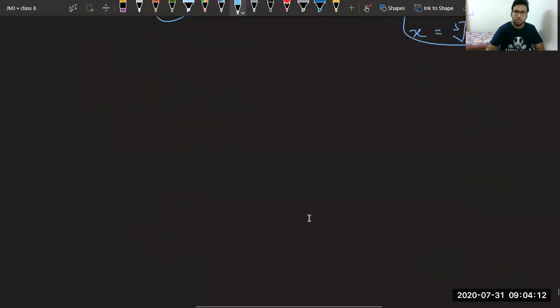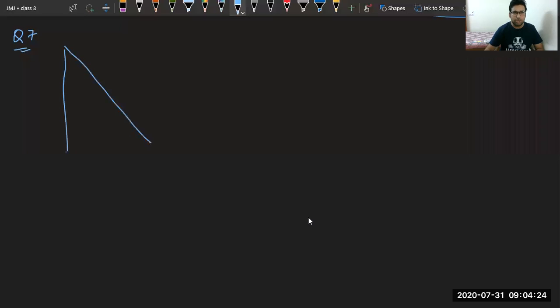Question number 7, we have a right-angled triangle, right-angled at angle B. So let me draw the triangle. This is the triangle ABC, right-angled at B. Now what is given to us? AB is equal to 6 centimeters. This AB is given to us as 6 centimeters. Then BC is given to us as 8 centimeters. Find AC. It is very easy.